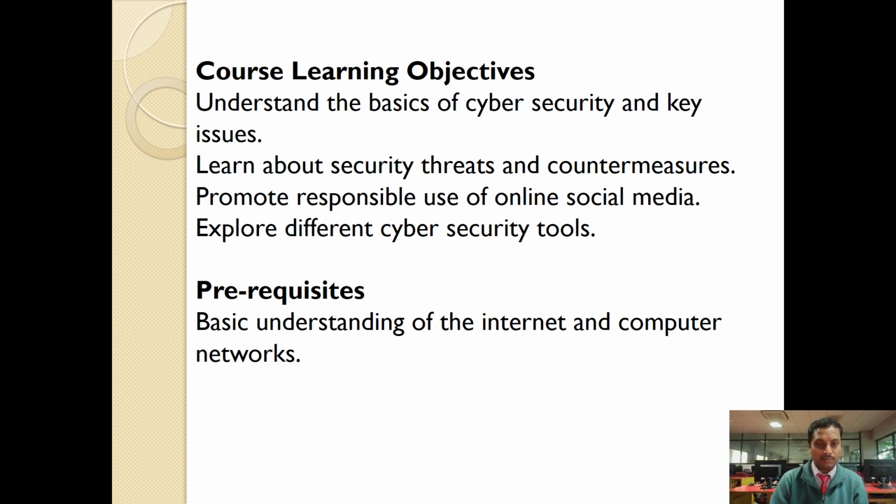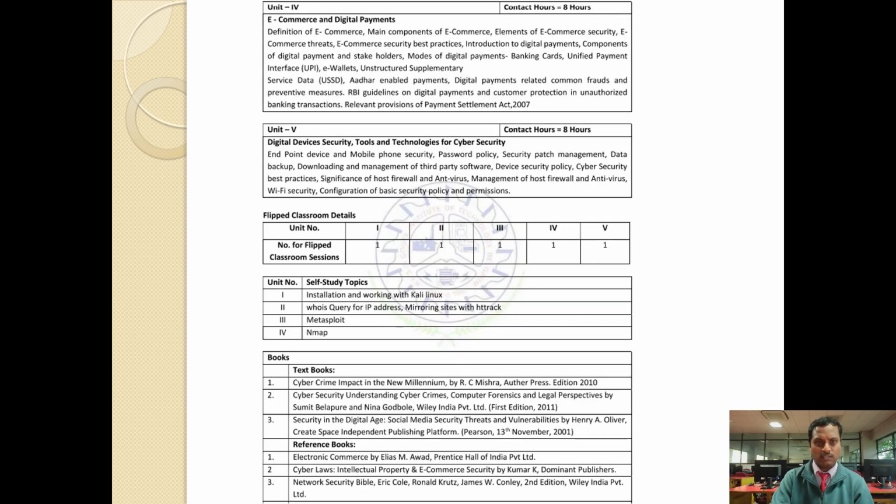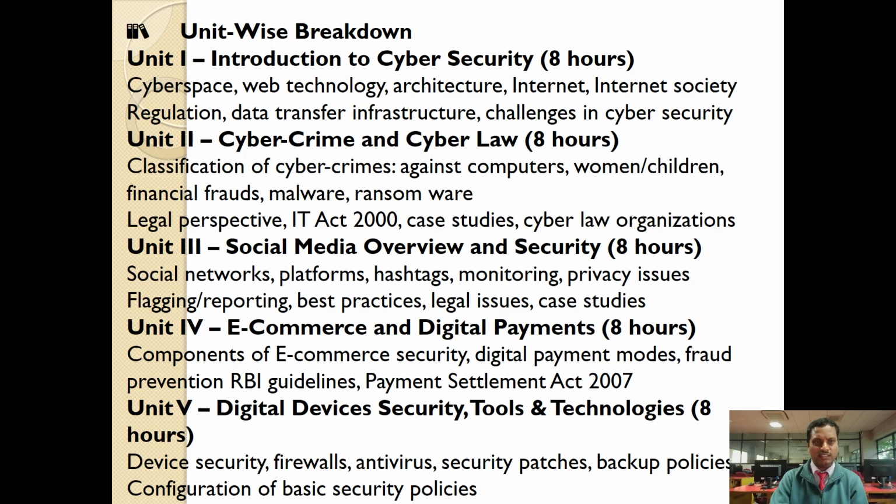For this course, the prerequisite is basically an understanding of computer networks, and obviously everyone knows the internet now, so that's sufficient, and that's not a big deal. Next is the course content. There are 5 units: Unit 1, Unit 2, Unit 3, Unit 4 and Unit 5. So this is the content of these units.